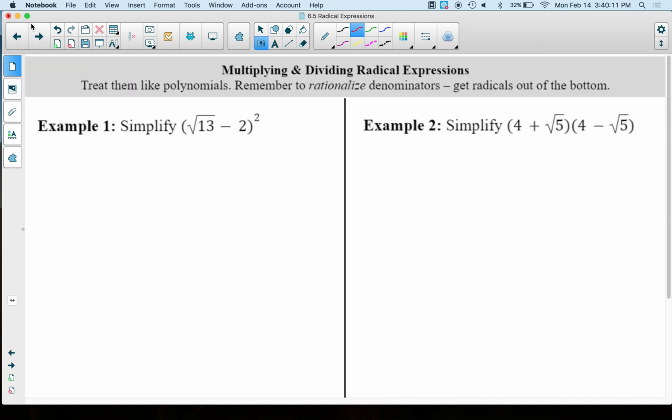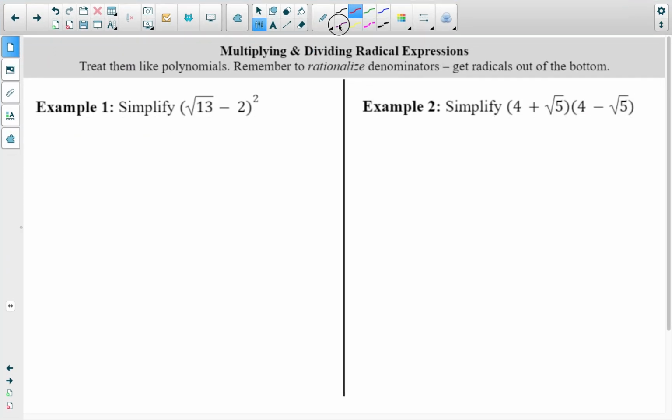All right, picking up where we left off. So now we're into multiplying and dividing radical expressions. We have to remember to rationalize denominators and get radicals out of the bottom. That's the key here with these. We will treat these like polynomials. So the best way is just to dive in. We've got to be careful with our exponent rules throughout all of these.